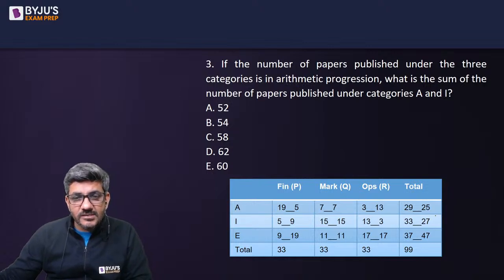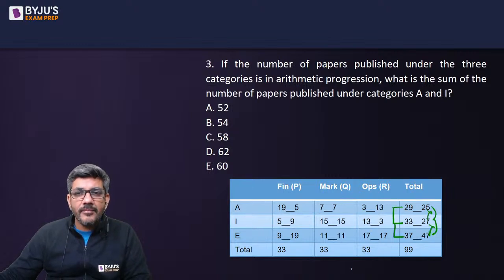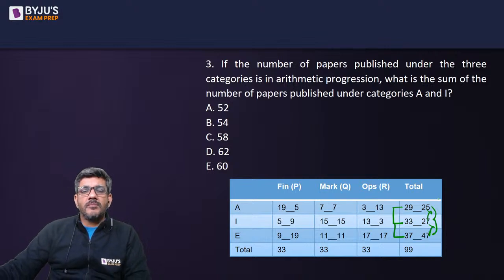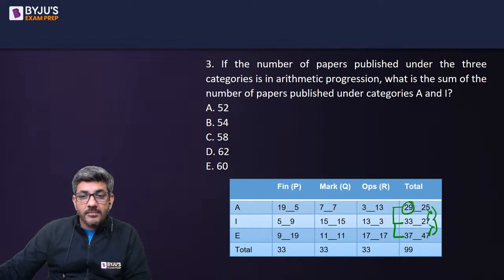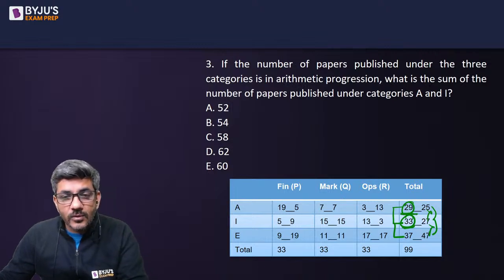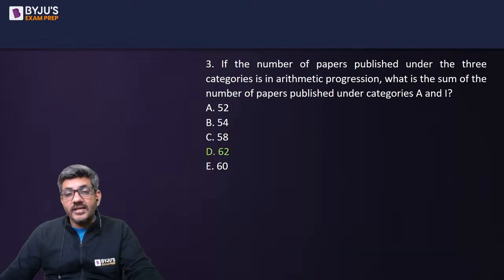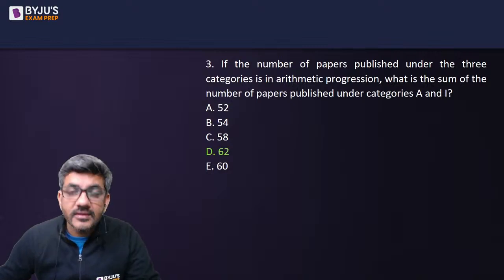If the number of papers published under the three categories is in AP series, वो कह रहा है तीनों AP series में आने चाहिए, 25, 27, 47, they are not in AP. ये तीनों AP में है, 29, 33 and 37, they are in AP. What is the sum of the number of papers published under A and I? तो इनका sum आपसे पूछ रहा है वो. So 29 plus 33, the answer is equal to 62. Yes, option D is the right answer for question number 3.